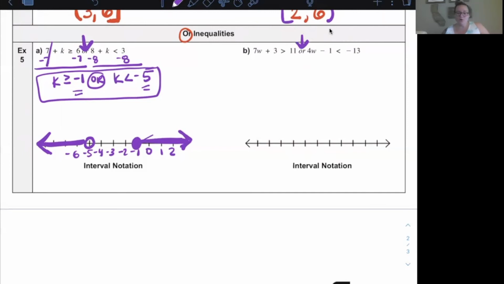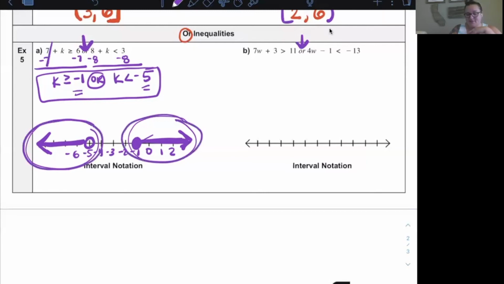So for or inequalities, our interval notation gets a little tricky because we have this separate graph happening off to the left and this separate graph happening off to the right. So what we're going to end up needing is actually two different intervals that we join together. So let me show you how that works. You want to write an interval for this part of the graph and this part of the graph. So we're going to describe what's happening here to the left first and then to the right.